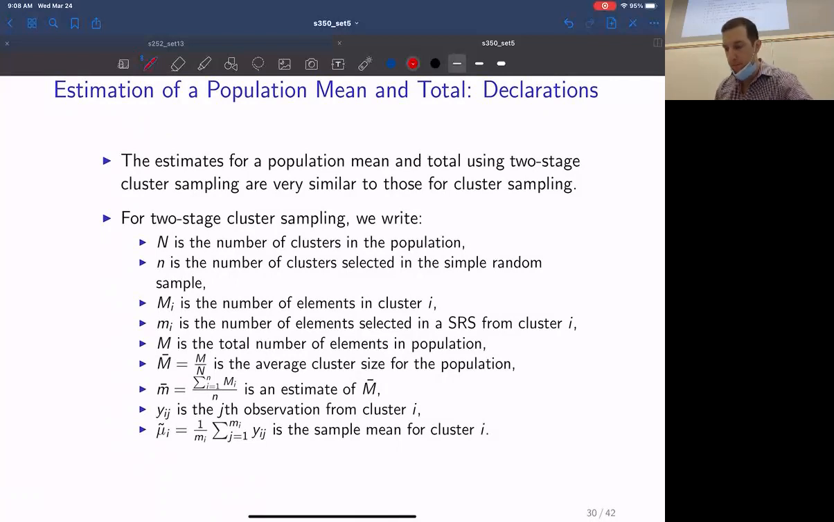Therefore, capital M is going to be the total number of elements. Capital M bar is the average cluster size across the population. Little m bar is the estimate of that average cluster size. So this would be, for example, the average cluster size of the selected clusters. Yij is the jth observation from the cluster i, and mu tilde is the sample mean for each of the different clusters. So all of these definitions are consistent with what we had discussed for the original cluster sampling approach.